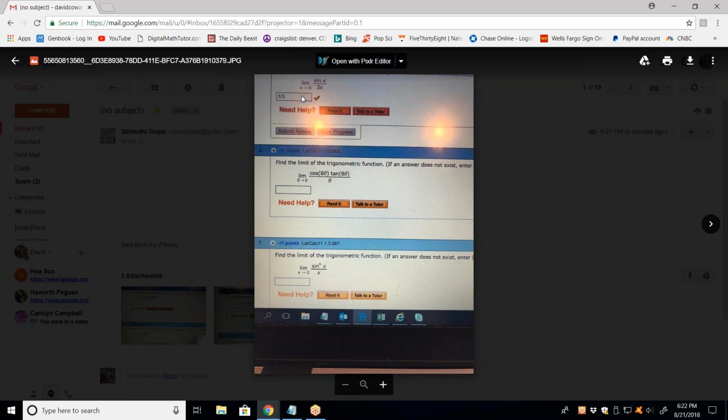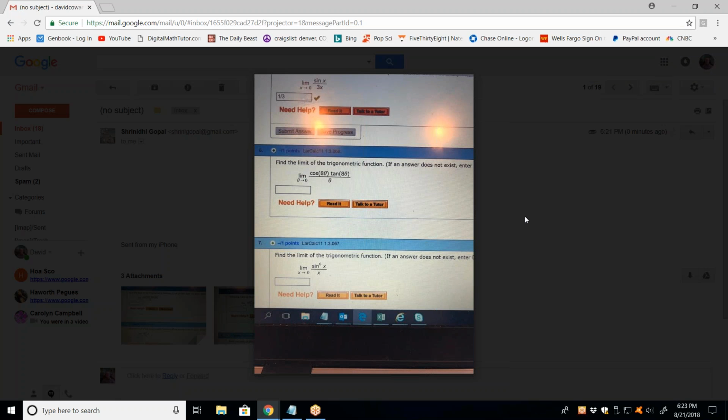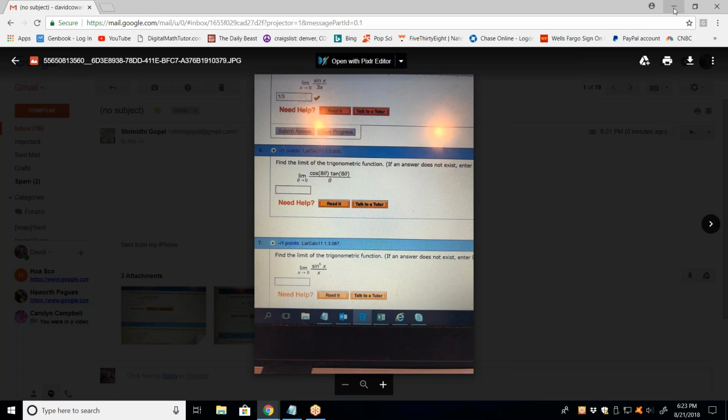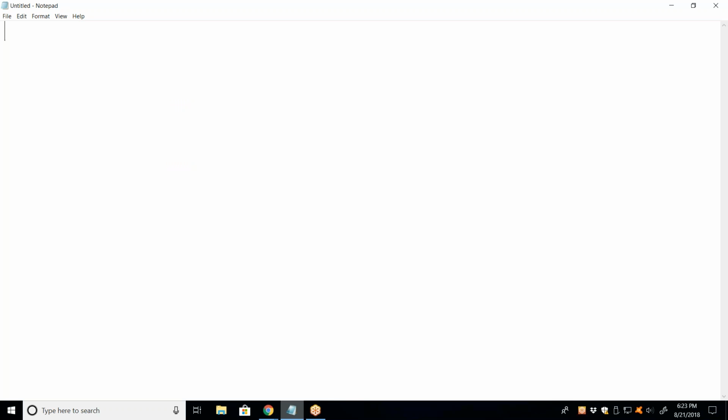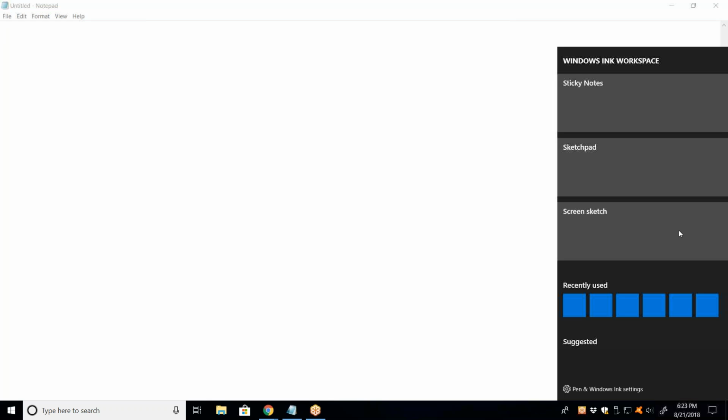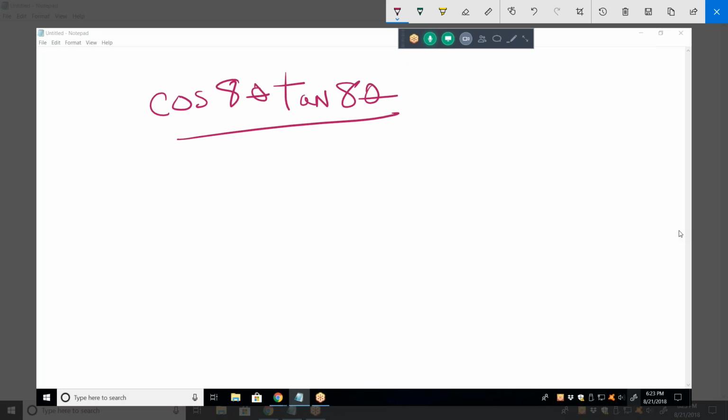Yeah, the one right under it, which is limit as theta goes towards 0. Okay, so we've got cosine of 8 theta, tangent of 8 theta, all over theta, right? Let me write this out, and then we'll do it. So it's cosine of 8 theta, tangent 8 theta over theta, and we're taking the limit as theta goes to 0, correct? Well, the tangent of 8 theta is certainly 0. What's the cosine of 8 theta? Well, that's going to be 1 normally. But since it's multiplied by 0, I end up with 0 over 0.